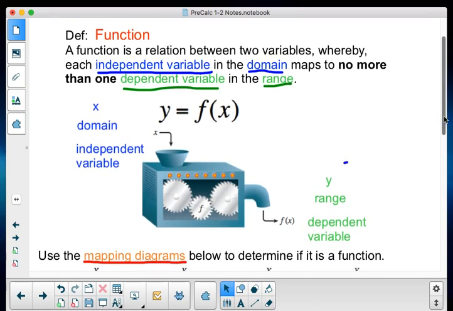Now, we got a function machine. You probably saw this the first time. It's like, oh wow, look at that cool thing in my textbook. It's a picture. It doesn't do anything fancy. We put in our x and out comes our y. We put in our domain, out comes our range. We put in the independent variable and the output is the dependent variable. Okay. Now, I'm not saying anything that you guys don't know.